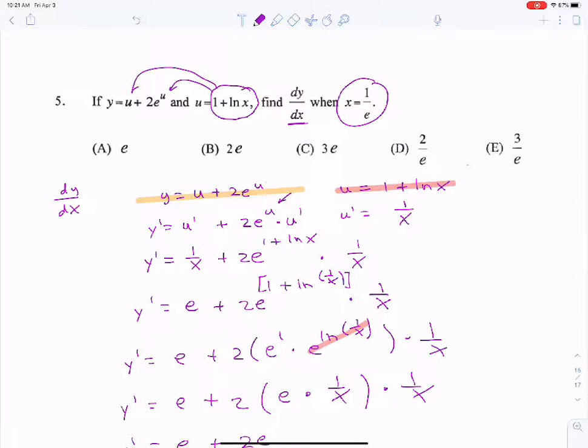Okay, second question was, that's just clarification. How could you make it ln 1 over x? How could I make it ln of 1 over x?